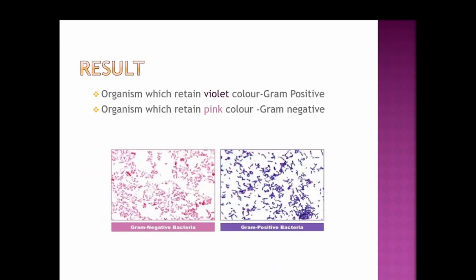The results we can interpret like this: organisms which retain the violet color could be classified as gram positive bacteria, whereas organisms which retain pink color are called gram negative bacteria.